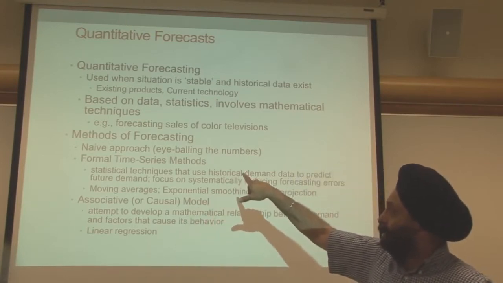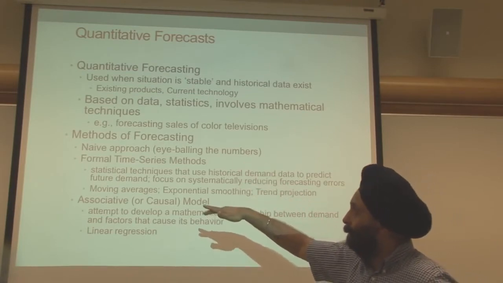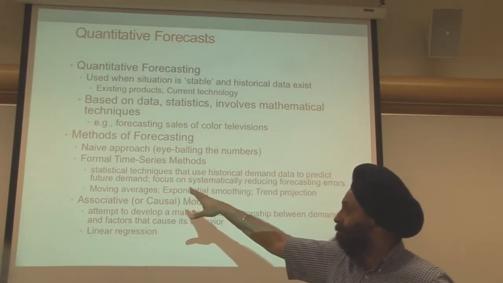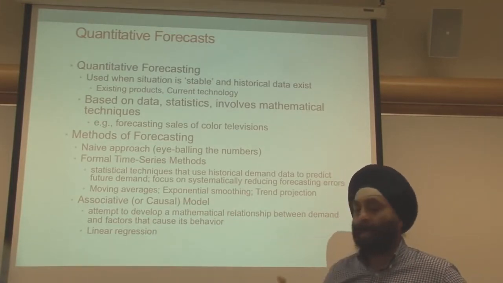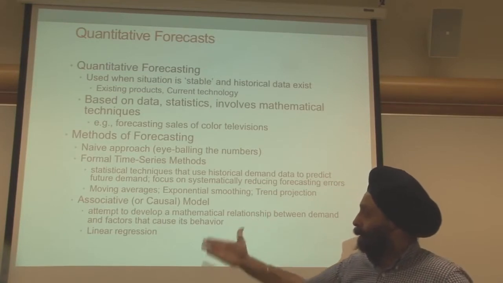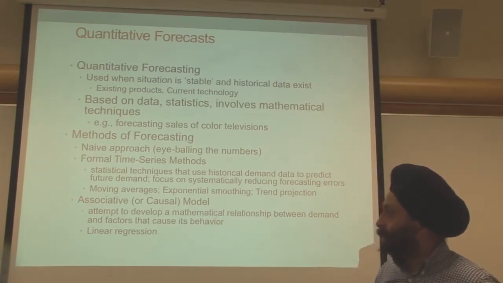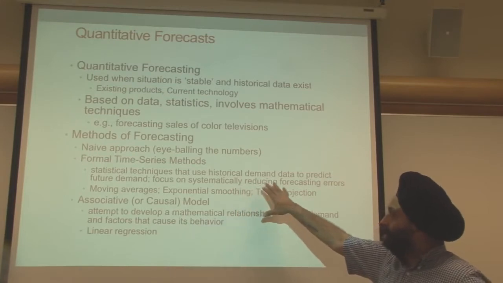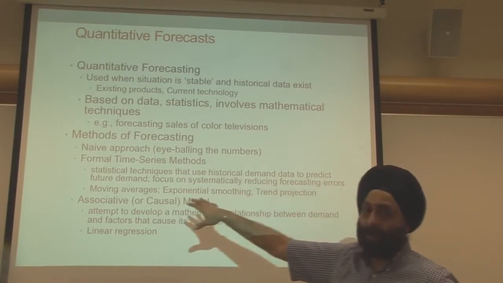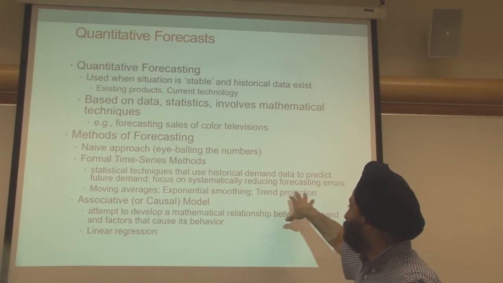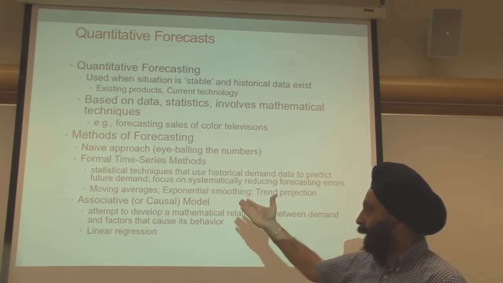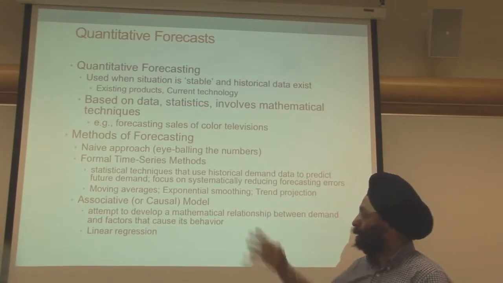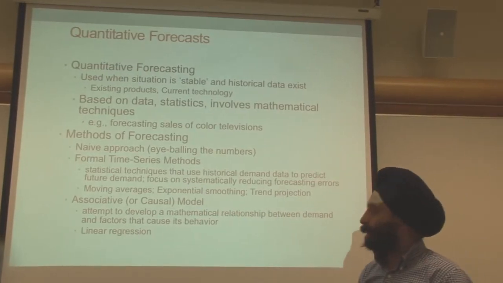So methods of forecasting, in this case, for the quantitative approach, are the naive approach, which is just eyeballing the numbers, if you will, as to what we did last time. And formal time series methods, which are statistical techniques that use historical demand data to predict future demands and focus on systematically reducing forecasting errors. Those are the ones that we'll look at, along with moving averages, exponential smoothing, and trend projections that are listed in here.